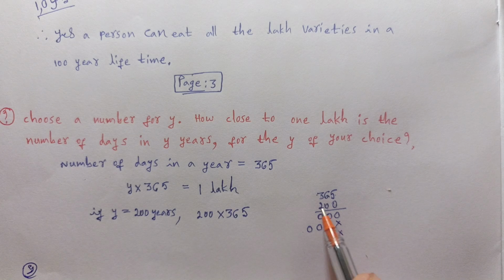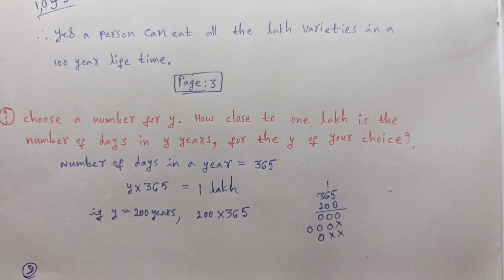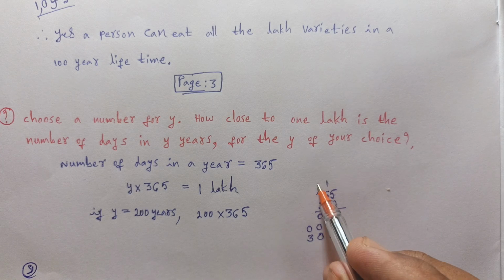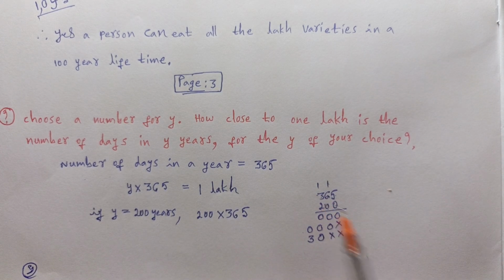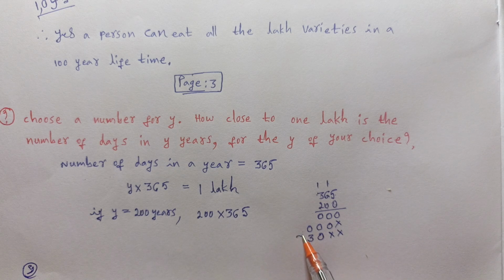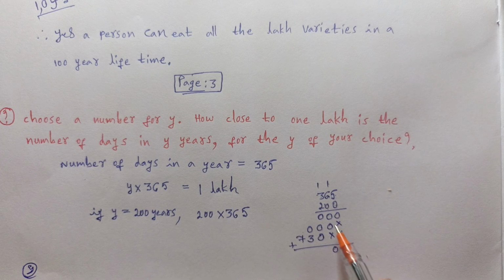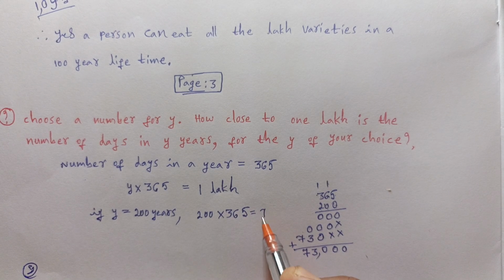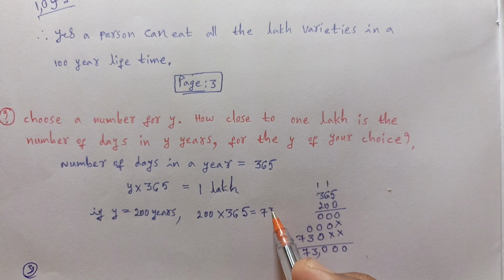Next in the hundreds place, here 2 is there. 2 fives are 10. So 1 is carry. So 2 sixes are 12 plus carry 13. So 3 is in the thousands place and 1 is carry. So next 2 threes is 6 plus previous carry 1, 7. So if you perform the addition, ones place 0, tens place also 0, hundreds place also 0, and thousands place 0 plus 3, 3, and finally 73,000. So this is the product of 200 and 365, 73,000.